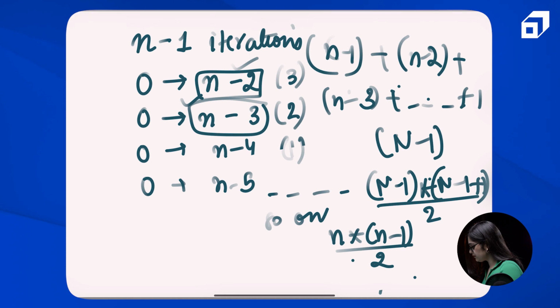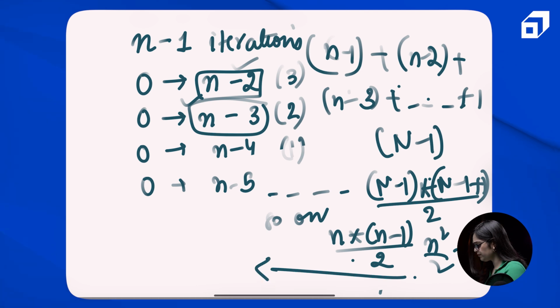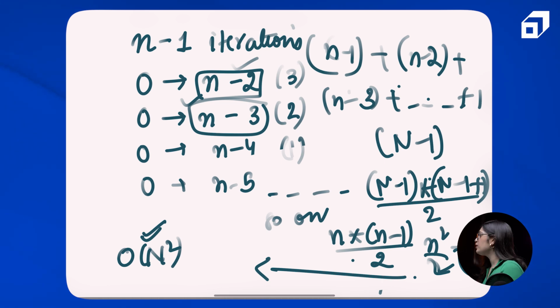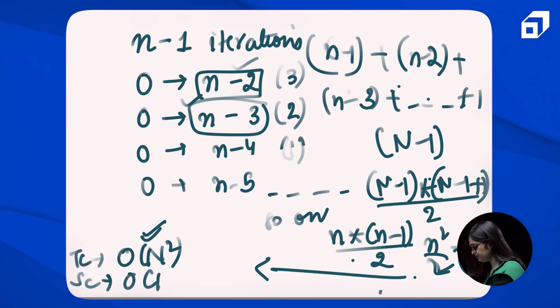So we have n square by 2 minus n by 2. And in terms of big O, our complexity would boil down to O of n square because we'll ignore the smaller term. So our time complexity for this solution is O of n square. And since we're not using any auxiliary space, the space complexity for this solution would be O of 1.